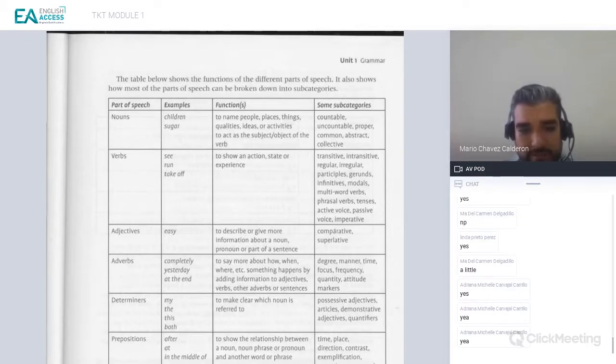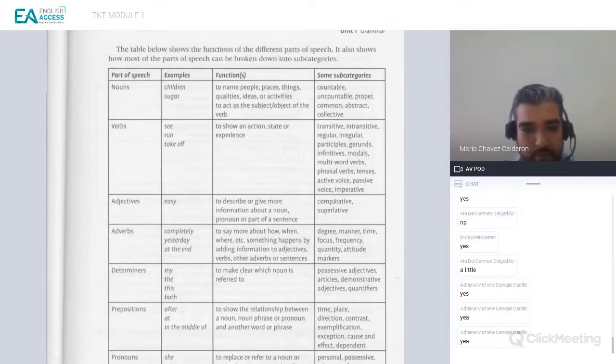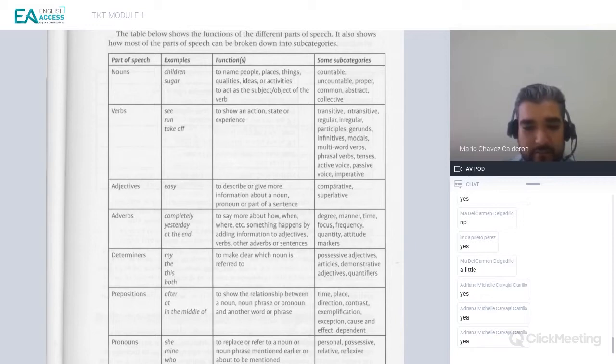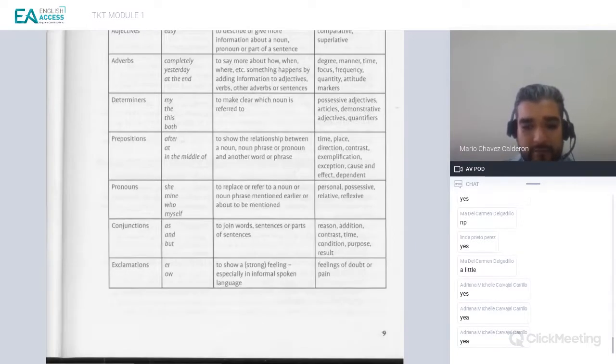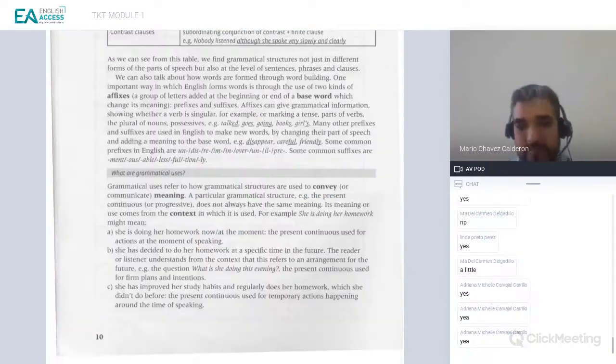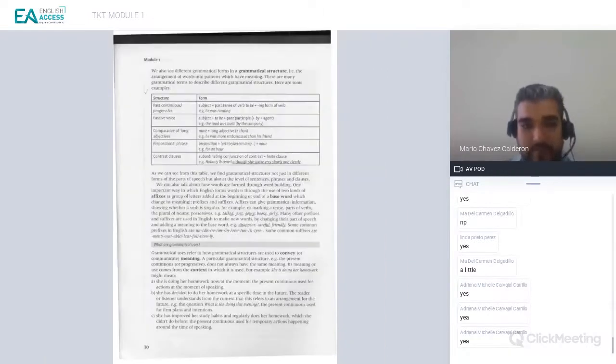What else? The preposition of exemption, cause, effect. Well, it's a lot of information. Hopefully, you ladies start reading your book. It has a lot of information that is very important. Okay? If you haven't started, you can start.